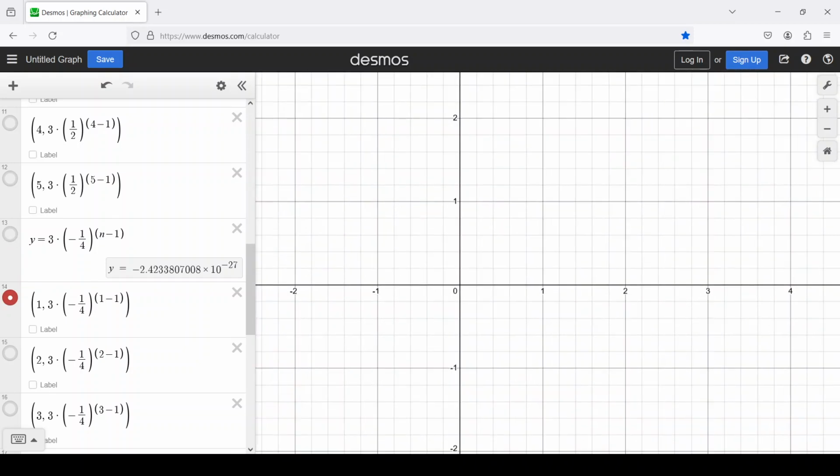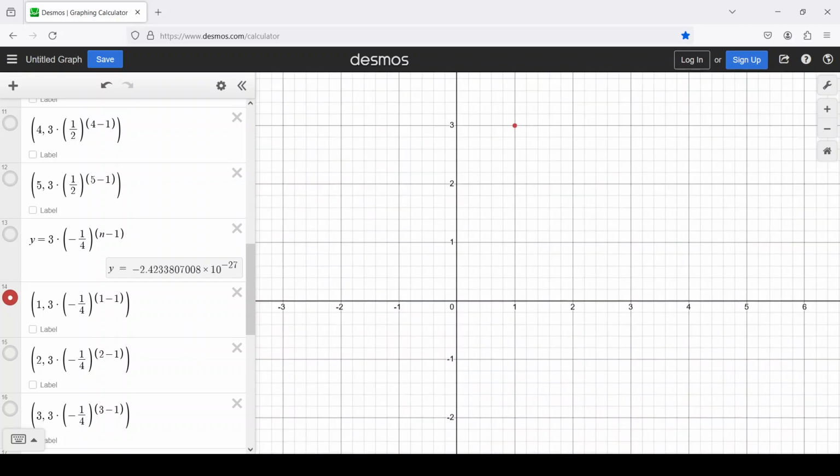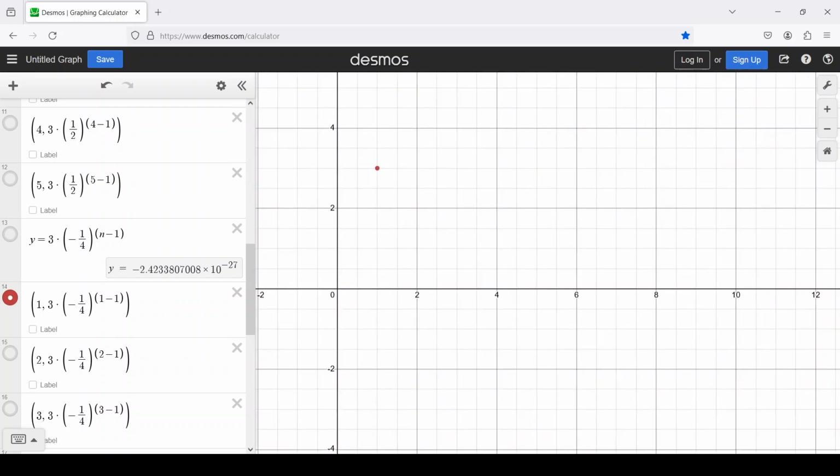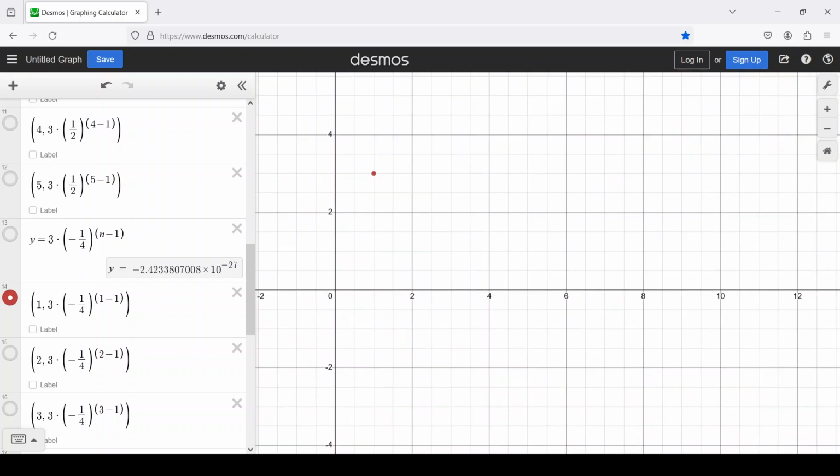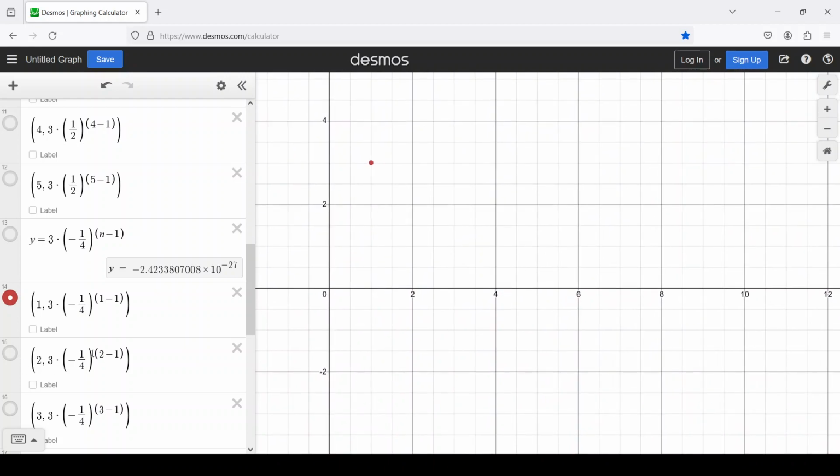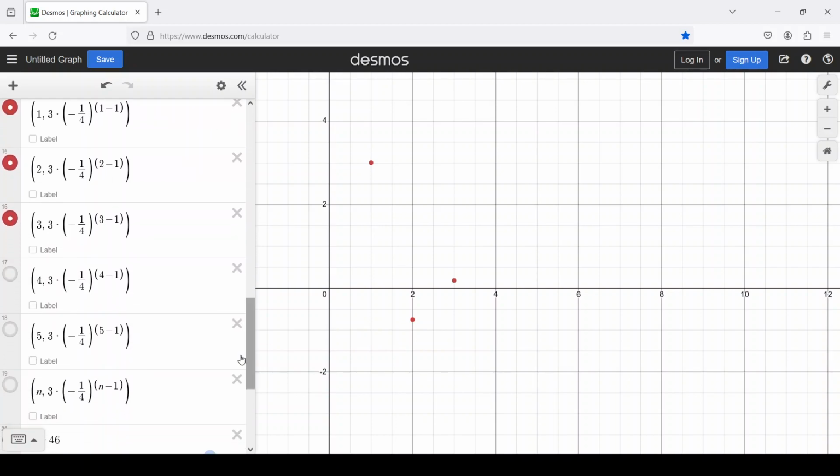What do we get? To the 0, 1, we should get 3. There it is. Now the second term, there it is, negative 3/4. Third term, there it is. Fourth term, there it is.